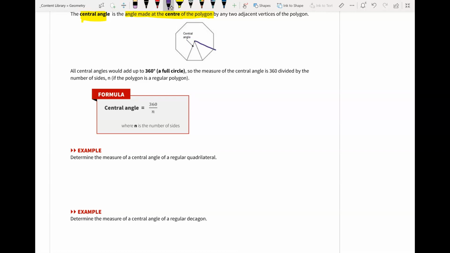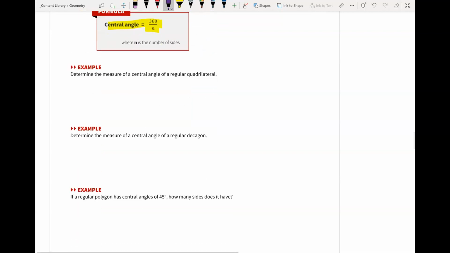So if I keep breaking it up into chunks like this, going to each of the vertices of our polygon, all these angles in here are equal to each other. And we can find that central angle by using this formula, 360 divided by n, where n is the number of sides. So let's go ahead and do some examples of this.